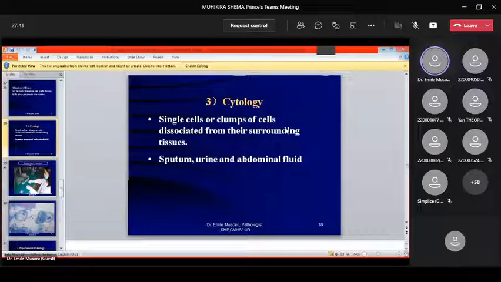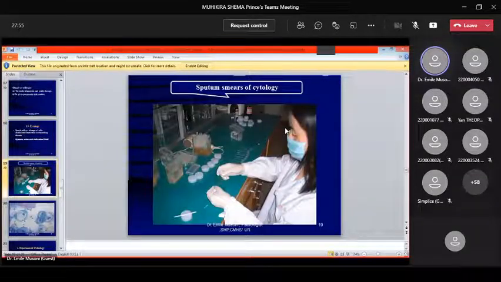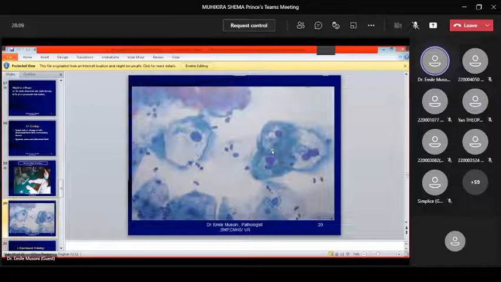Cytology is a single cell or clumps of cells dissociated from their surrounding tissue. For example, examination of the sputum, urine, and abdominal fluid. Here you see they are performing the cytology of the sputum in the lab. With this one, you can find if it is TB or another infectious disease. Here it is a cell. In the case of screening of cervical cancer, they do what we call a pap smear. This is the cell, this is the cytoplasm. In this one, it is the nucleus.